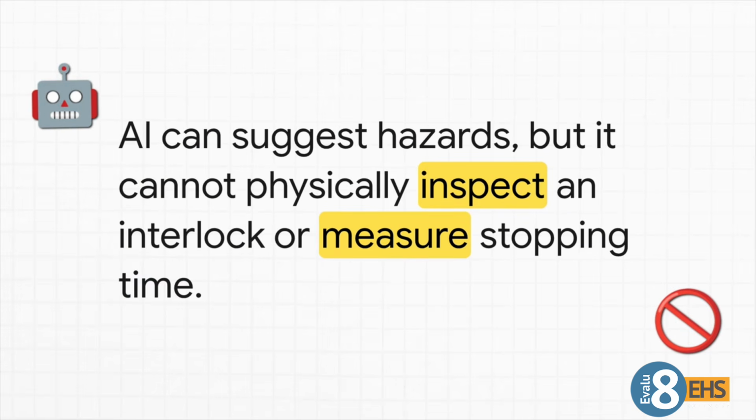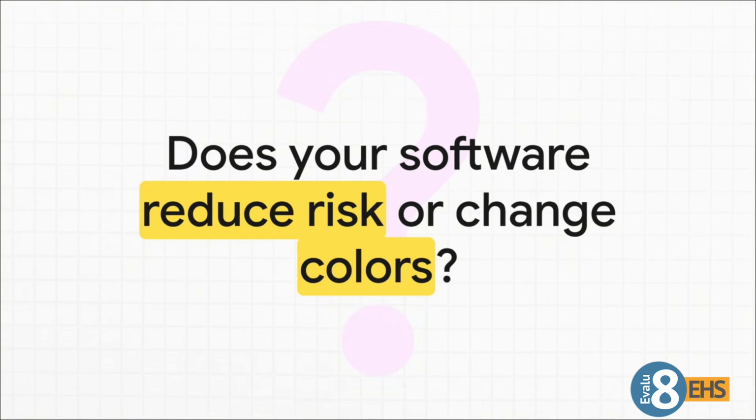We also have to briefly touch on AI's role in this whole ecosystem. AI brings incredible efficiency to processing data, suggesting hazards or summarizing past incidents in literal seconds. But AI cannot physically inspect a machine's interlock. It can't measure a machine's stopping time. The competent human assessor is completely non-negotiable here. The modern digital model is pretty simple. AI assists, humans assess.